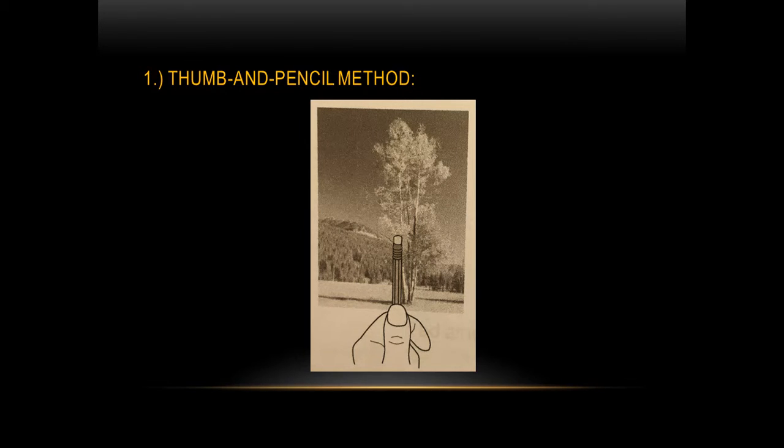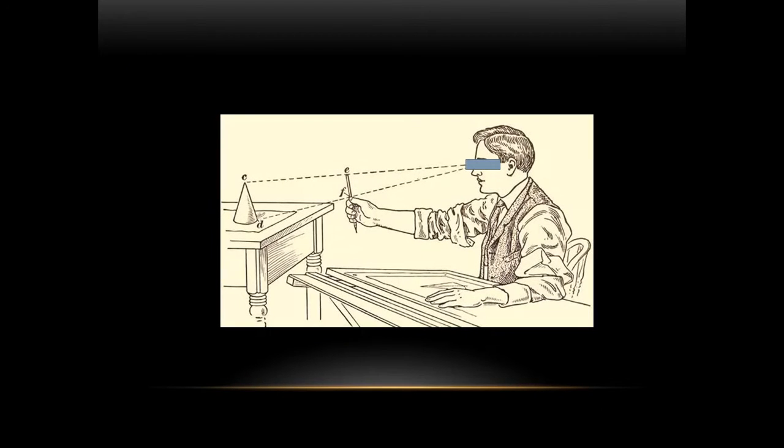The key thing with the thumb and pencil method is you measure objects like this. You close one of the eyes, and then you put the finger at arm's length, like this. And you have to make sure every time you measure, your arm length is the same. Otherwise, you'll get the measurements wrong.